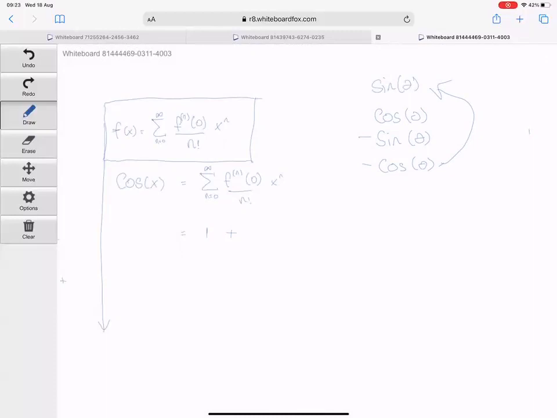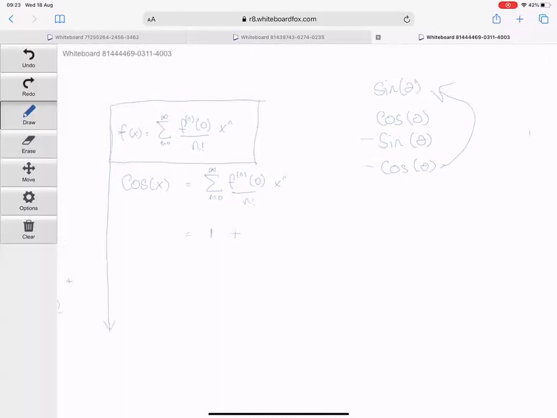So when I differentiate cosine, I get minus sine. Minus sine of 0 is going to be 0. Okay, so my second term will just be 0 because sine, and actually all of the odd powered terms will be 0 because they'll all contain a sine. Okay, does that make sense?